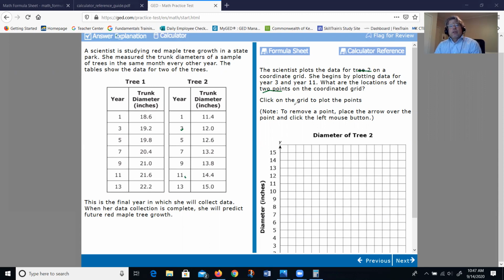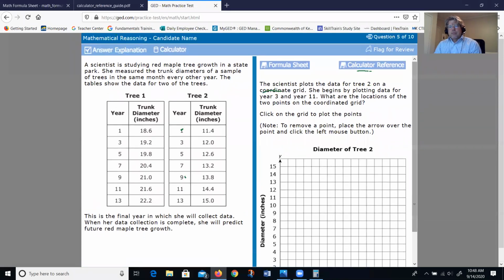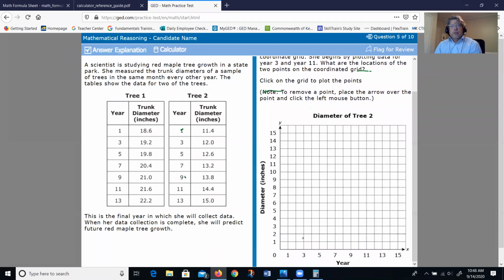So what we did is I said, click on the grid to plot the points. So if I can do that, what we see is diameter of tree 2, years on the x-axis, there's our little x, so years is on the x, and the y is on our vertical axis, the diameter. So that 3 was the first one we want to plot. So (3, 12) would be about there.